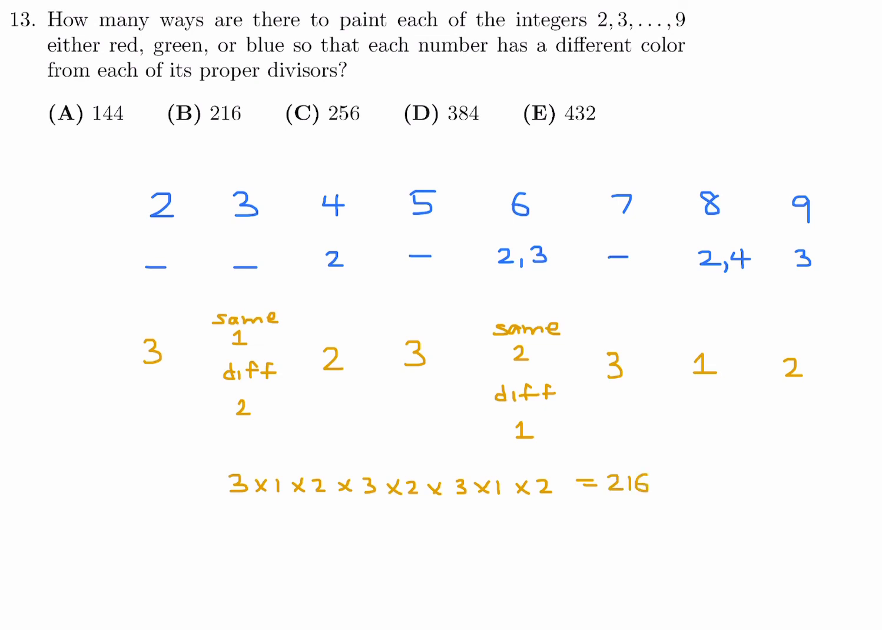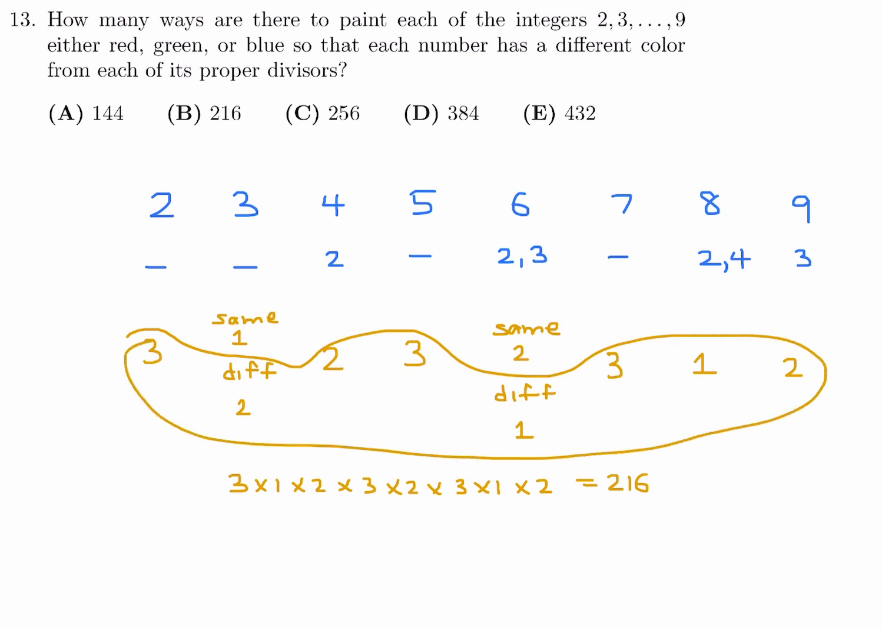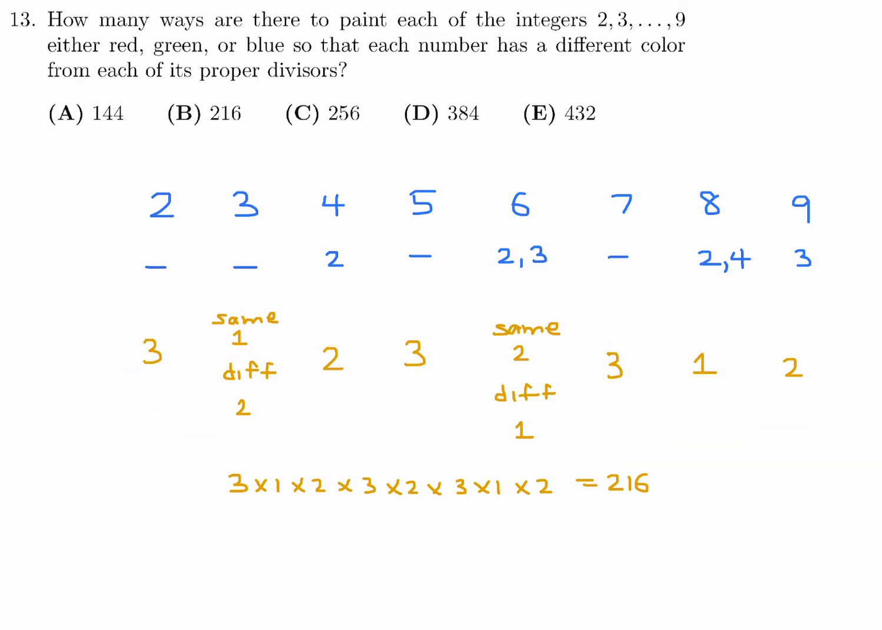The next scenario is if they were different, meaning the colors for 2 and 3. So it's these ones. So this one and this one, if they were different colors, it would be 3 times 2 times 2 times 3 times 1 times 3 times 1 times 2. And that is, it looks like it's the same. Yeah, 216. So I guess I have to add these, and when I do, I get 432. So number 13, the answer is E.